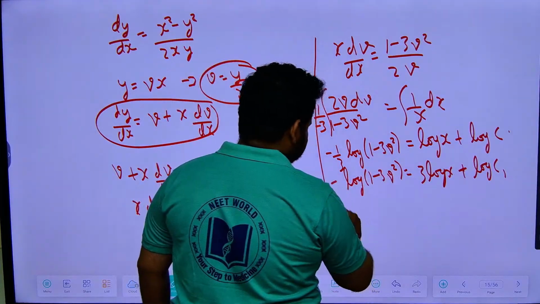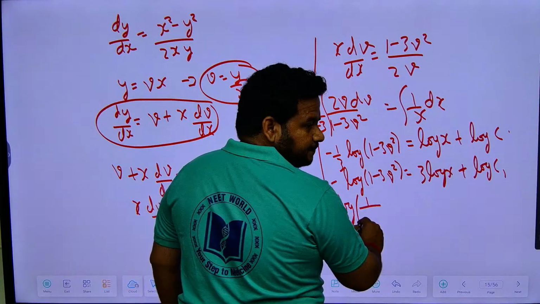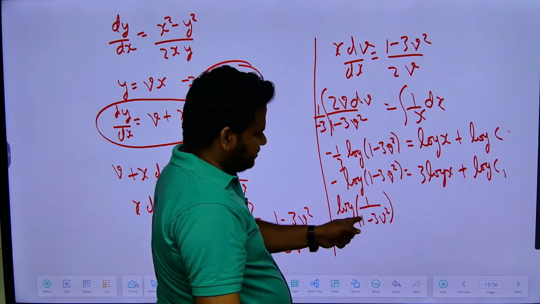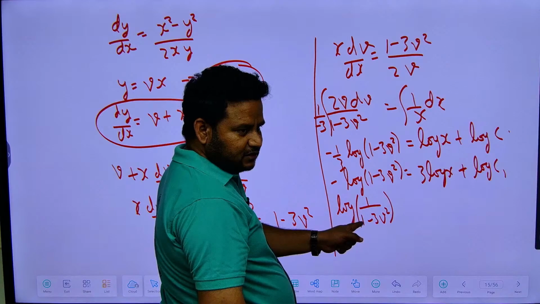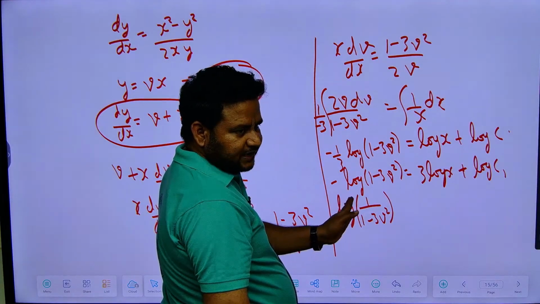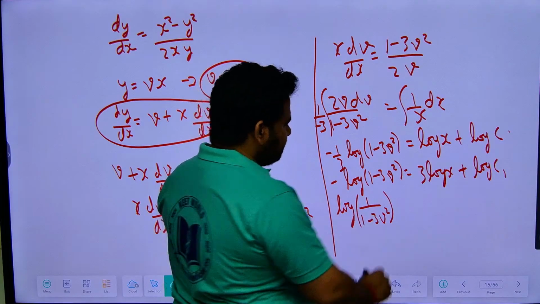So if I take this, this will become log of 1 by 1 minus 3v square. If minus is there, it has to be inverted. You cannot keep this minus, because if you take minus outside, log of a negative will not exist. Log of 1 by 1 minus 3v square will be equal to what?